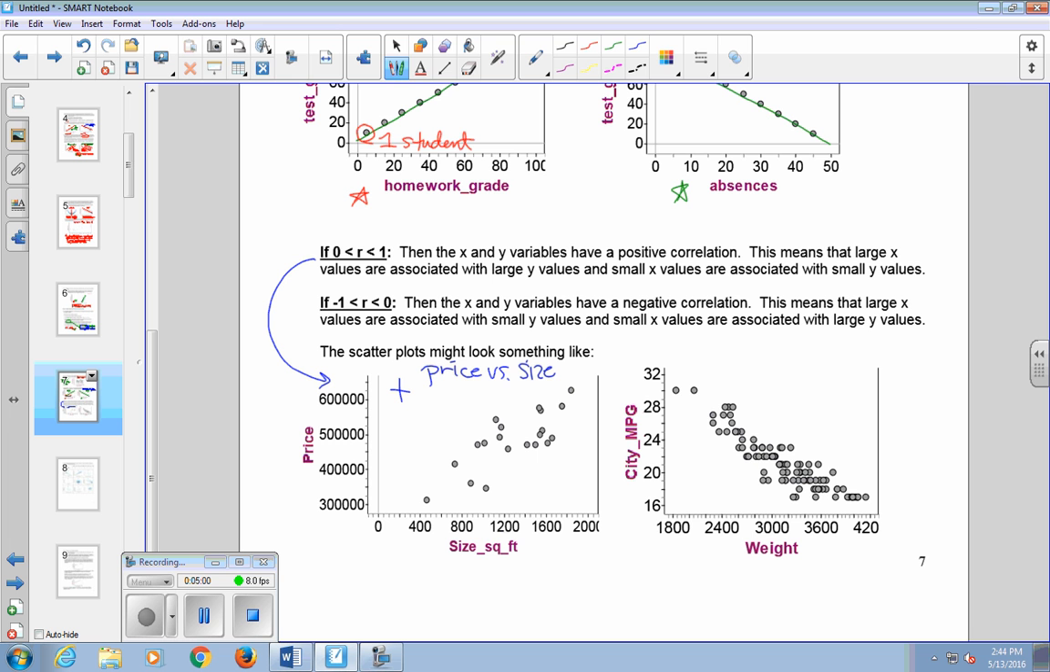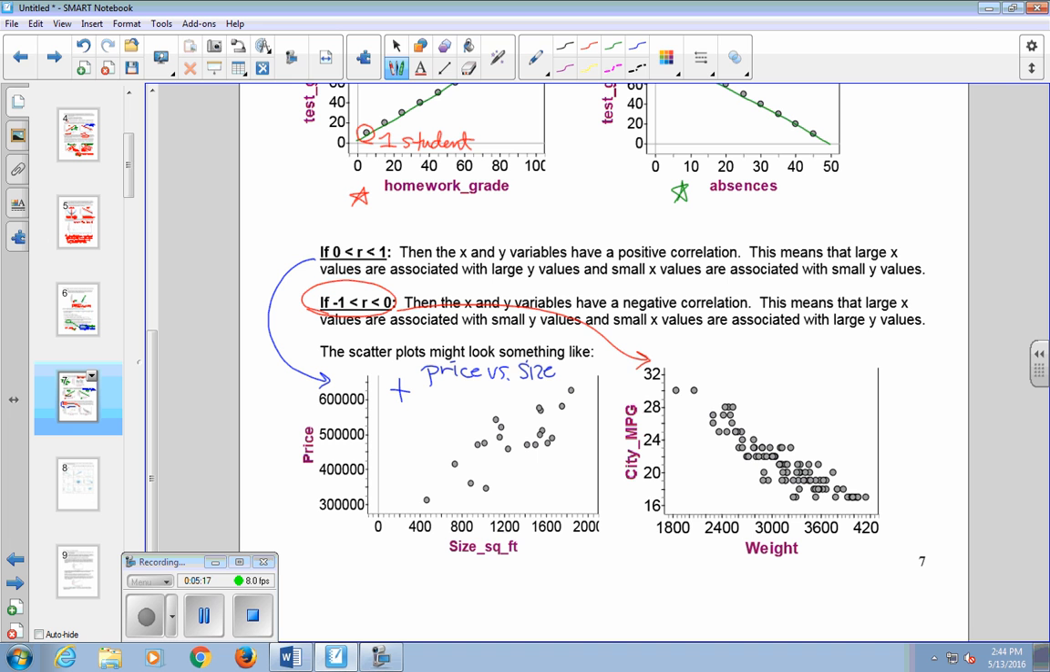And then the other one here: if r is between -1 and 0, then your x and y variables have a negative correlation. This means that large x values are associated with small y values, and small x values are associated with large y values. And you might get a scatter plot that looks something like this.